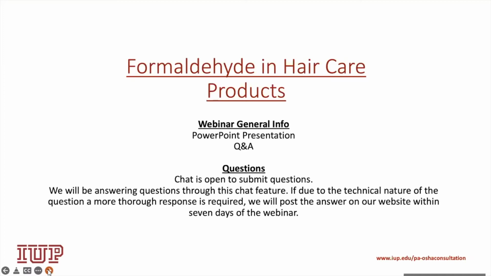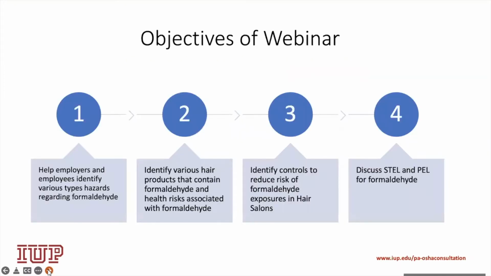So the objectives of this webinar are to help employees and employers identify various types of hazards regarding formaldehyde. We want to identify various hair products that contain formaldehyde and health risks associated with formaldehyde. We want to identify controls to reduce risks of formaldehyde exposure in hair salons. And we also want to discuss the short-term exposure limit and permissible exposure limit for formaldehyde.